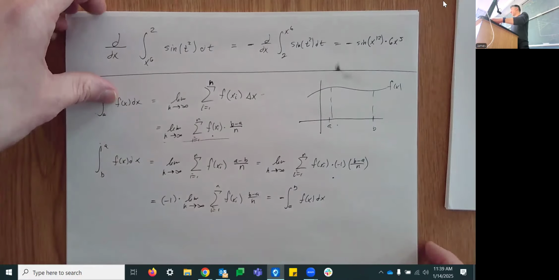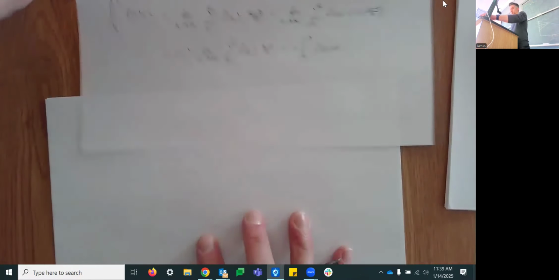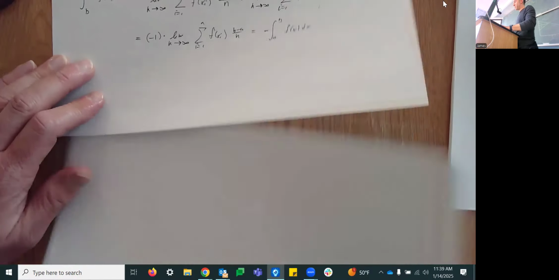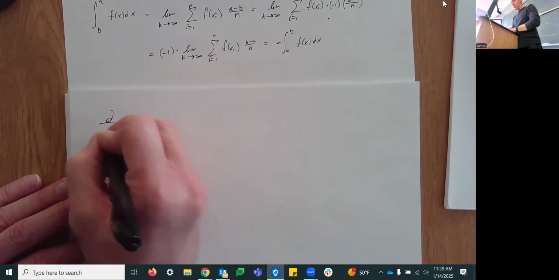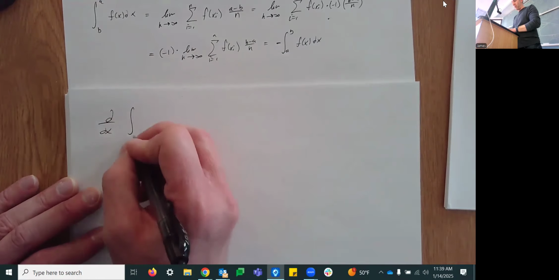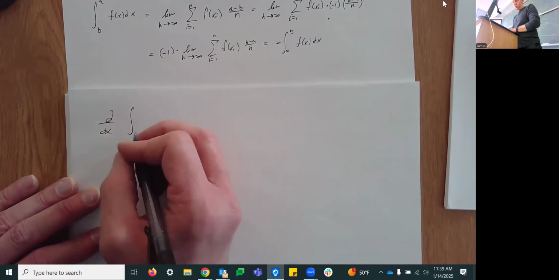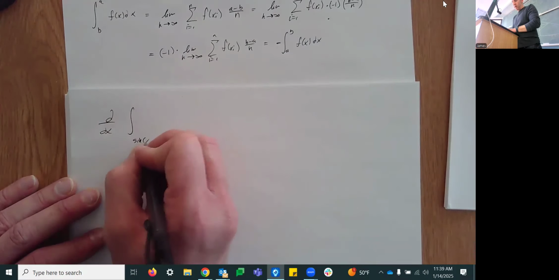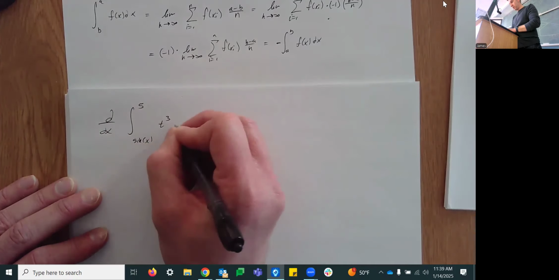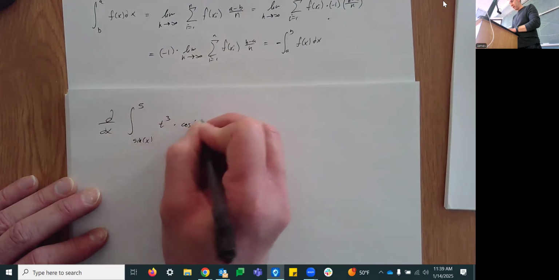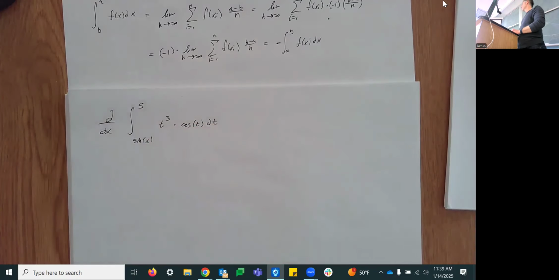So let's look at a couple more examples. We're almost, I wouldn't say done, but we're almost through this section of things. If I wanted to find, say, the derivative of the integral from sine of x to 5 of t cubed times cosine of t dt, I would put the minus. So here's what I'm going to do. I'm going to pretend like the sine of x is on the top.